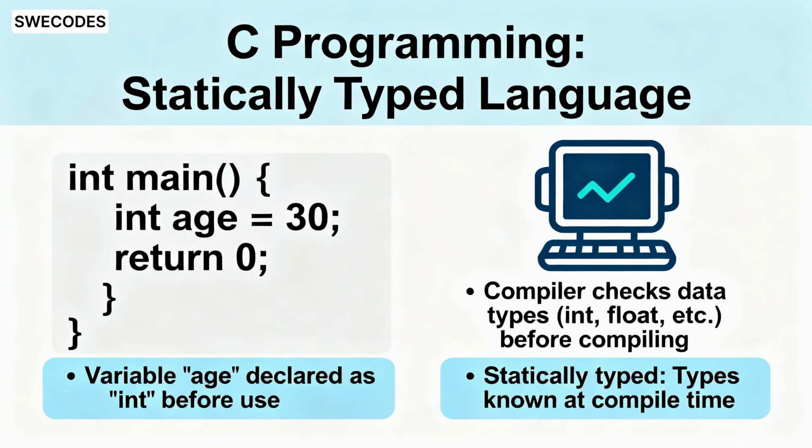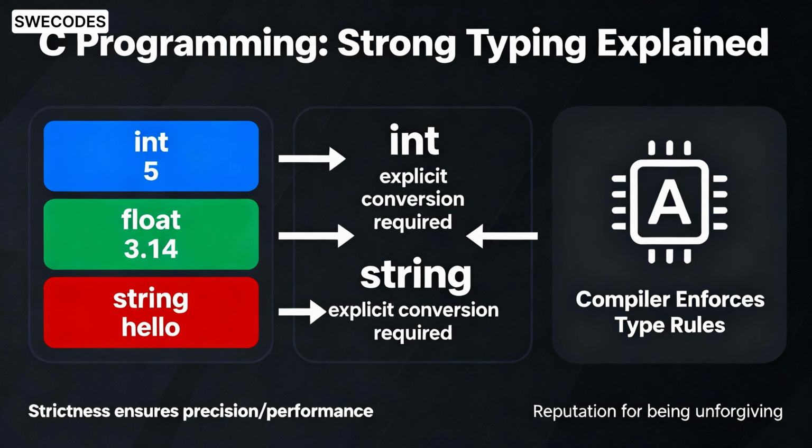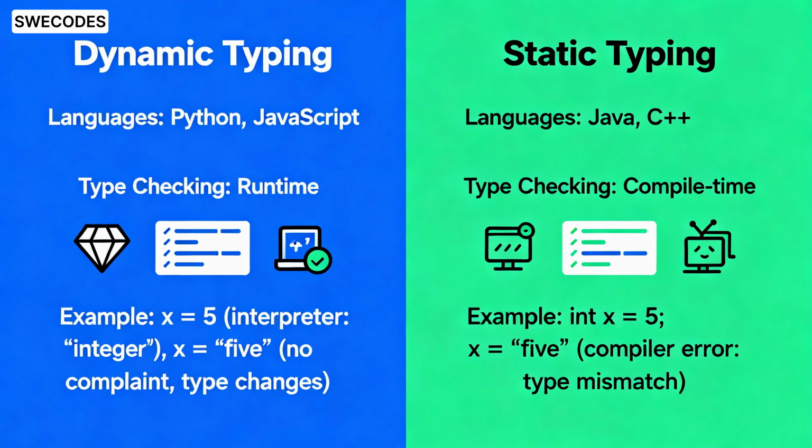But there's more. C is also strongly typed. That means once a variable has a type, say an integer, you can't just treat it like a float or a string unless you explicitly convert it. The compiler won't let you cheat. This strictness is what gives C its precision and performance, but also its reputation for being unforgiving. So what's the opposite of that? In dynamically typed languages like Python or JavaScript, types are figured out at runtime.